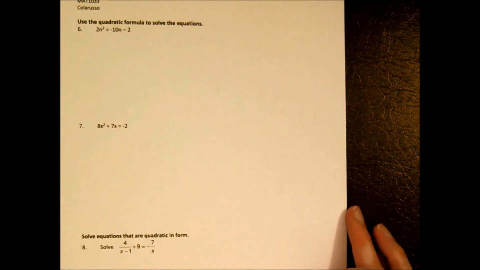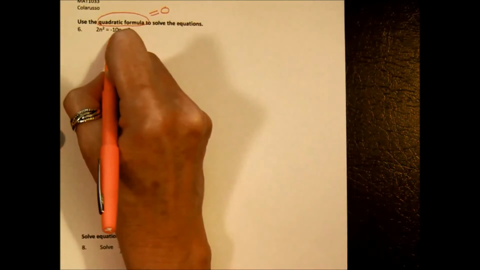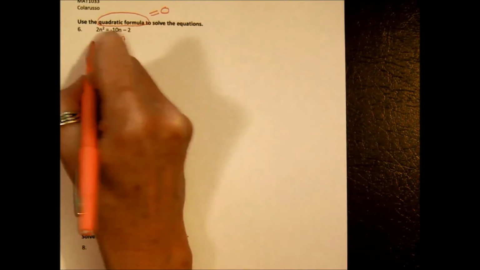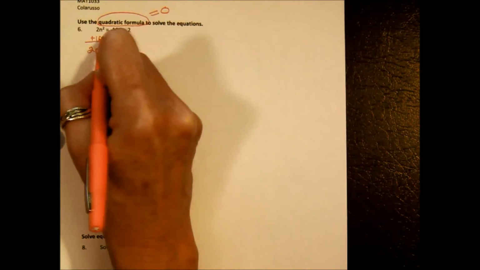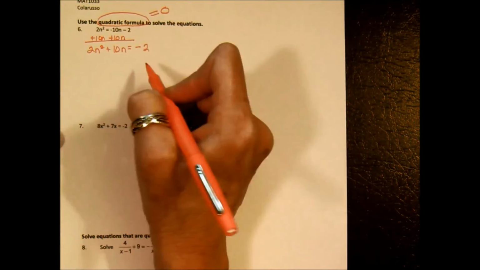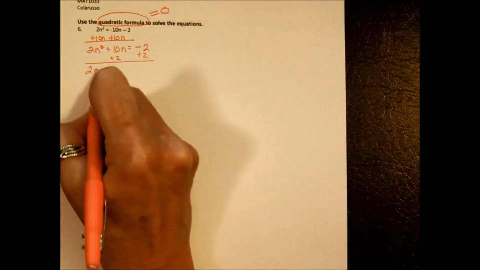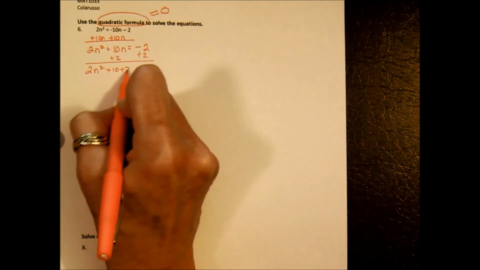When you use the quadratic formula, just like with factoring, you have to get it equal to 0 first. So here, I am going to add a 10n to both sides. So 2n squared plus, oops, I forgot my n there, plus 10n equals negative 2. And then I'm going to add a 2 to both sides. And I have 2n squared plus 10n plus 2 equals 0. So I have gotten it equal to 0.